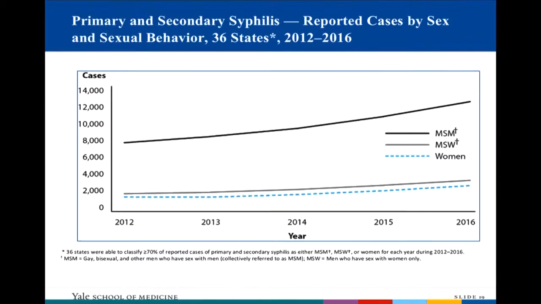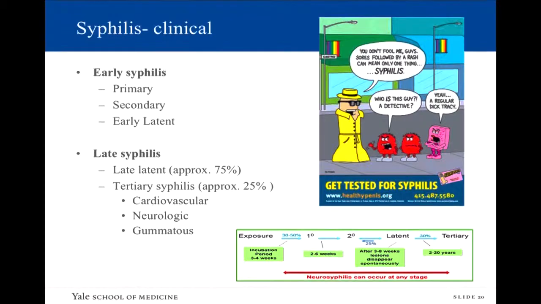So this slide just shows you that risk factor compared to men who exclusively have sex with women, and that's what has led to the U.S. Public Health Service Task Force to recommend making sure you've taken sexual histories in your patient, and if you have men who have male sex partners, to screen them for syphilis.